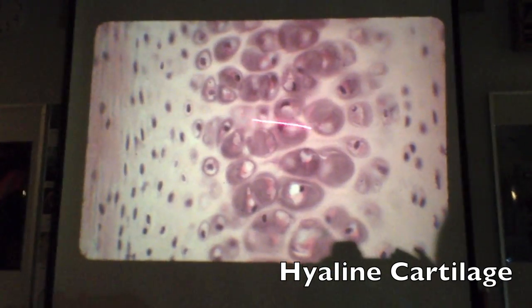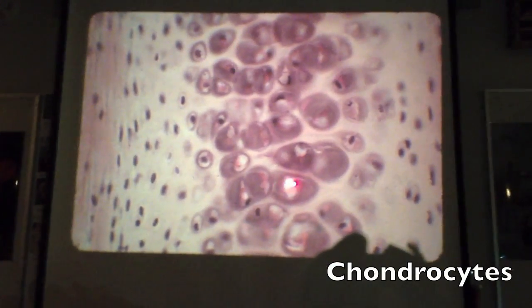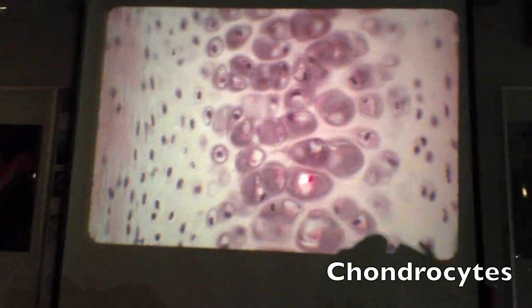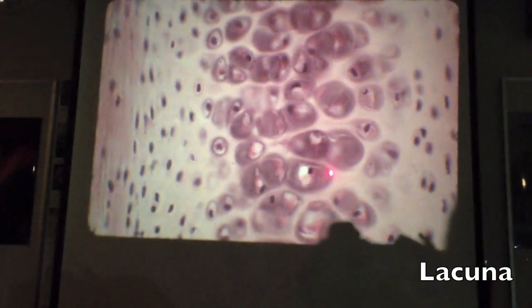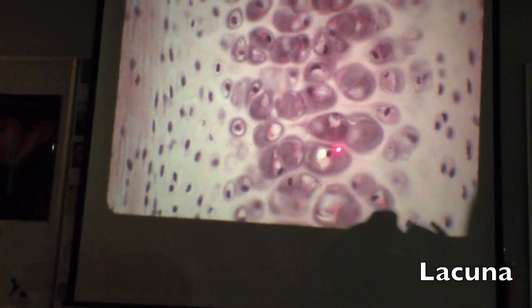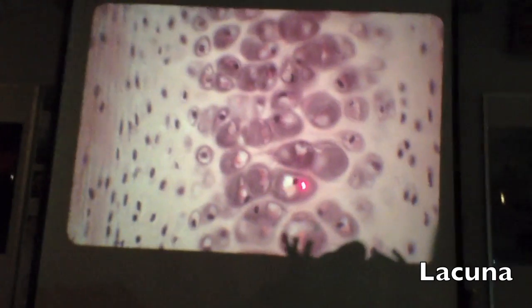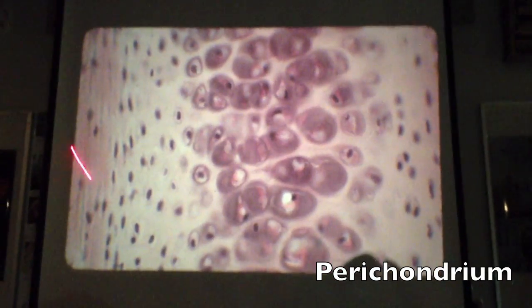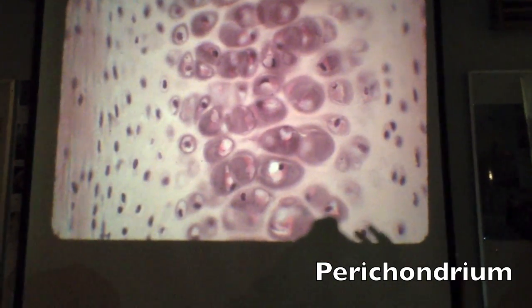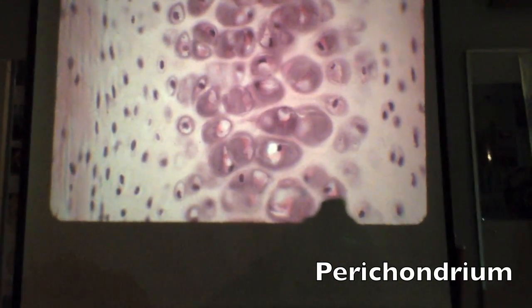What tissue? Hyaline cartilage. What's this pink stuff called? Matrix. What are the cells called? Chondrocytes. And the space the cell occupies? Lacuna. Other thing is perichondrium. That's the stuff over here. Just a layer of stuff around the cartilage.